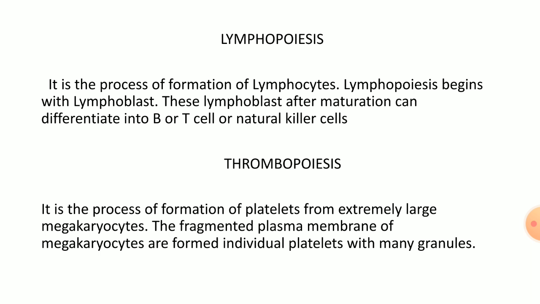The last one is thrombopoiesis. In the bone marrow, the megakaryocytes, which are extremely large cells, form platelets. Thrombopoiesis is the process of formation of platelets. When the plasma membrane of megakaryocytes is fragmented, individual platelets are formed. They have many granules.